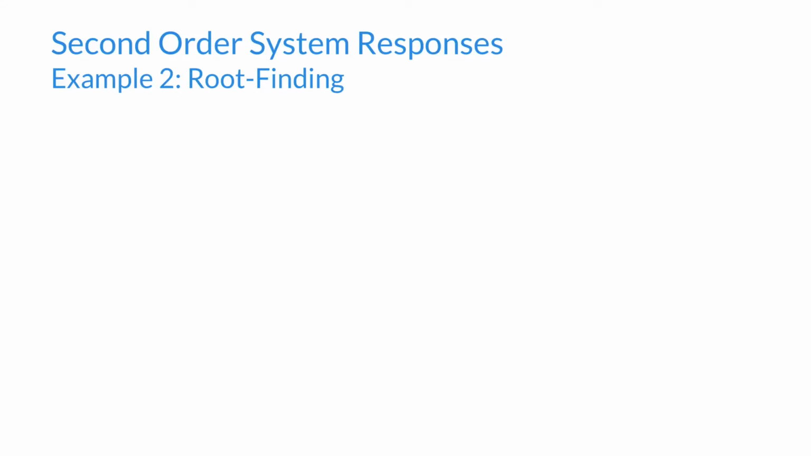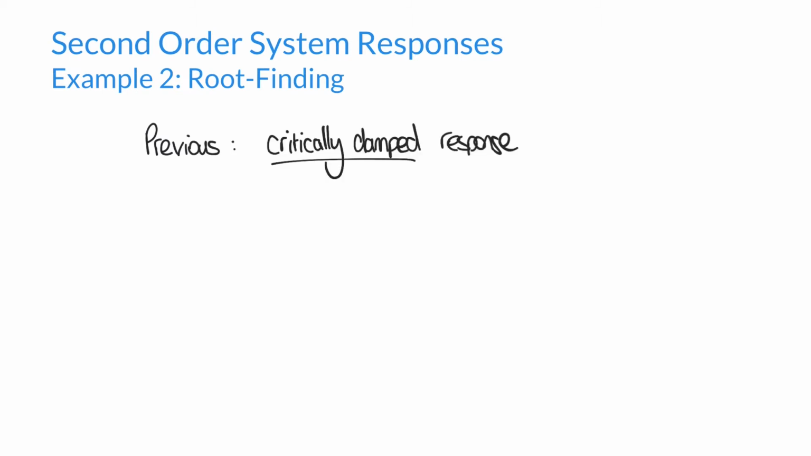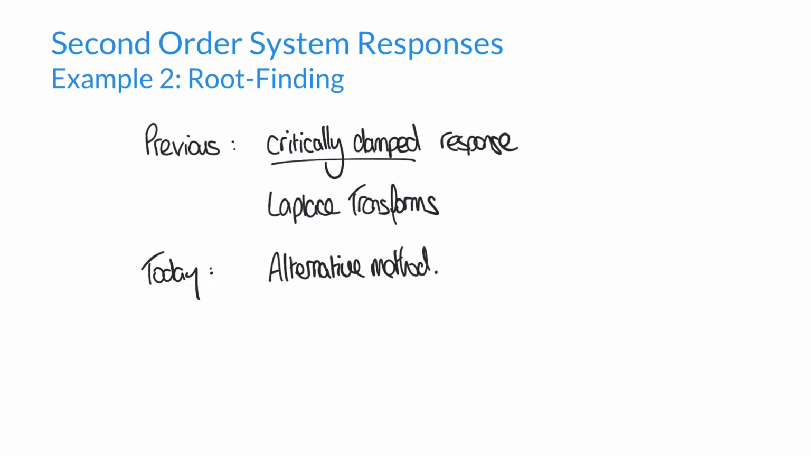Hello and welcome to this second example of finding second order system responses in control systems. In the previous example, we derived the result for a critically damped response of our RLC circuit with the use of Laplace transforms. In this section, we're going to look at an alternative, maybe simpler method to do the same thing. But we're also going to use this method to examine overdamped and underdamped cases as well.